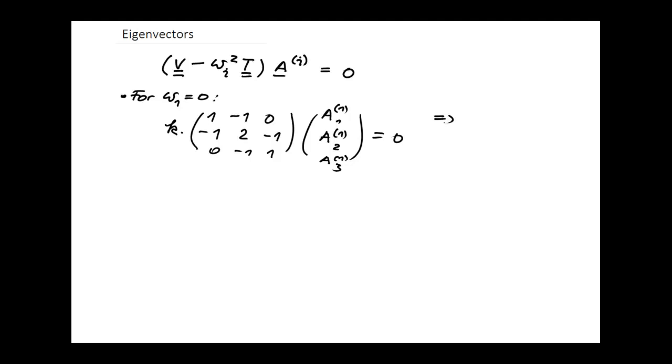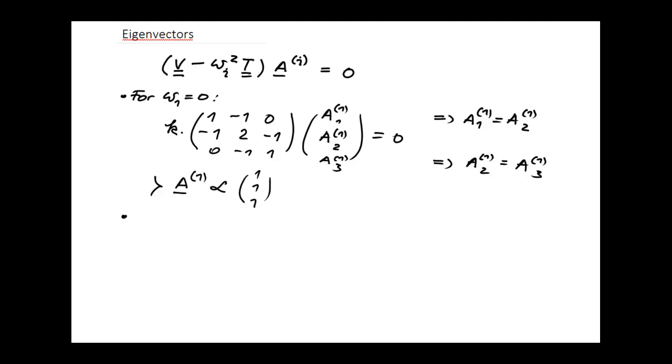Now, these are three equations. If you just look at the first equation, this implies, if you perform the matrix multiplication, that the first component must be equal to the second component. Now, if you look at the last equation, it implies that the second component must equal the third component. So already from these two equations, you learn that all three components of the eigenvector must be equal. So in other words, the eigenvector A1 must be proportional to 1, 1, 1.